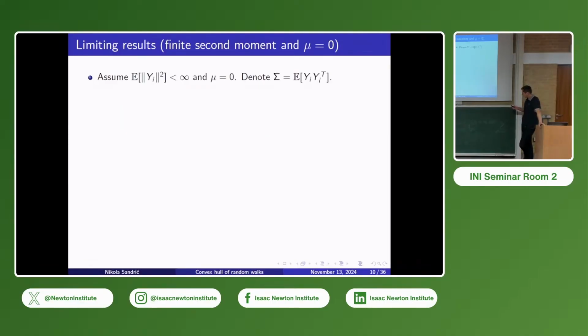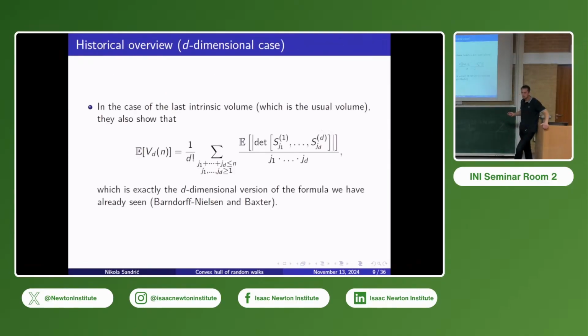Question: all of these formulas look kind of linear. I guess there must be a really good reason why it's so nice. The proofs are purely combinatorial. You get exact formulas. Yes, exactly, exact formulas. It's very nice, and the walk can be anything. It doesn't depend on moments or anything.